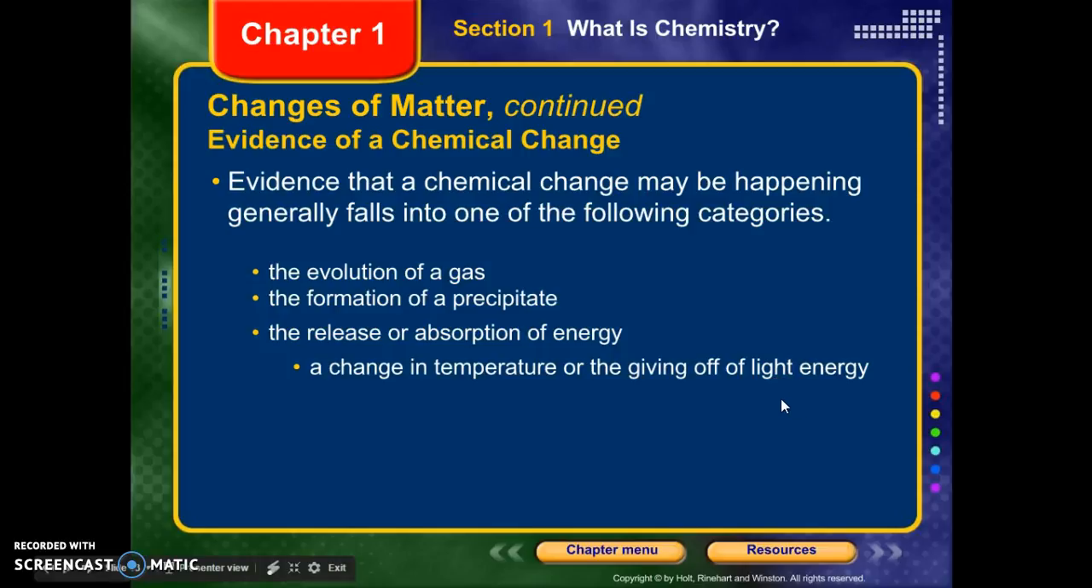If a gas is given off, if we form a precipitate, if we release or absorb energy, if there's a change in temperature, such as an ice pack where you break something and there are chemicals in there and the chemicals cool off, or if they give off light and energy, and then a color change in the reaction system.